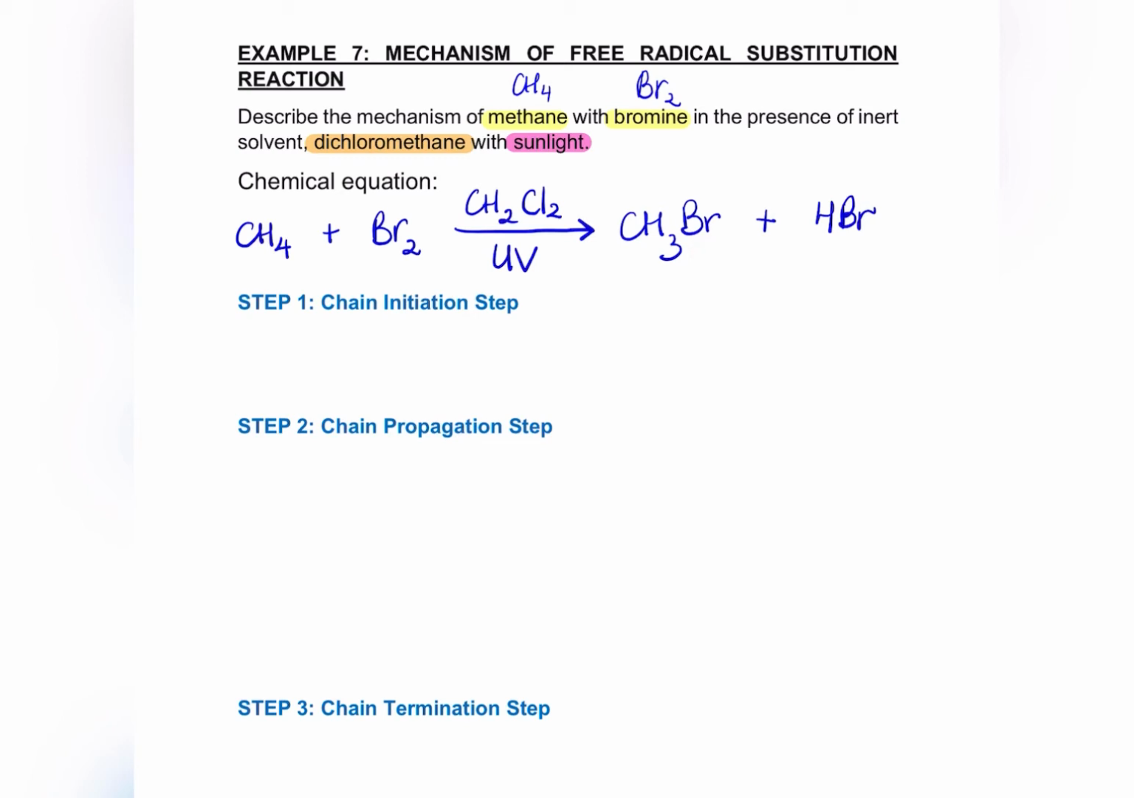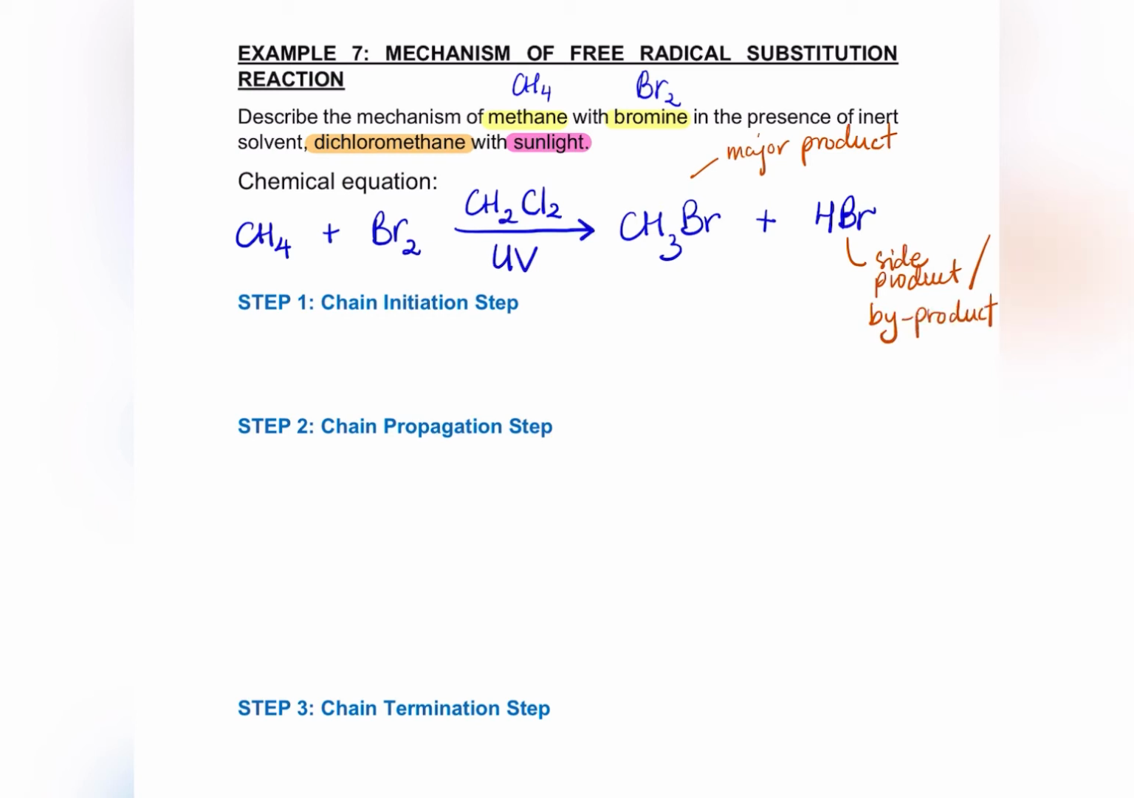So this is what we call the major product. And HBr is what we call the side product, or another name for it is byproduct. So settle for the first one.